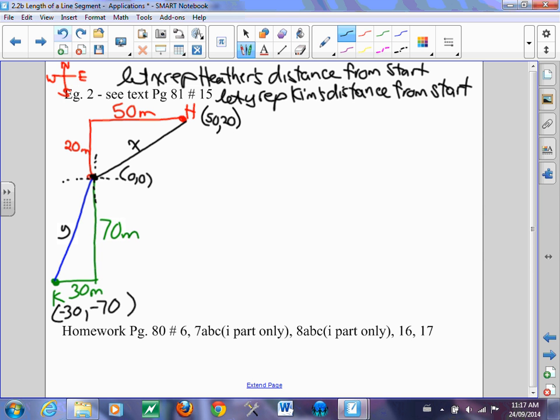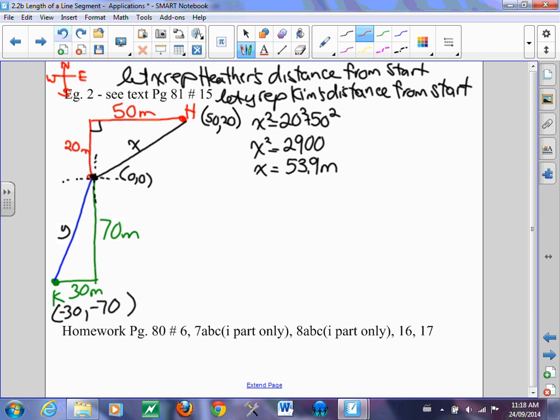First of all, we have to realize, folks, hopefully you realize that when she went north and then went east, that creates a 90-degree triangle. So we can actually use Pythagorean theorem here, right? So to solve for X, X squared equals 20 squared plus 50 squared. Plug that in your calculator. X squared equals 2900. And get X by itself by taking the square root. X equals 53.9 meters. So that's Heather. And now we'll do Kim.